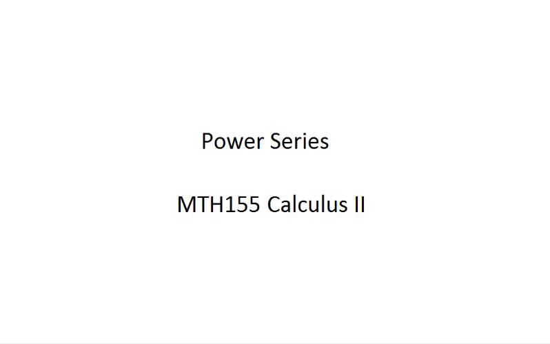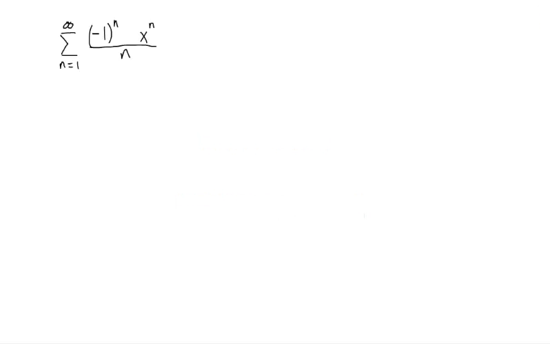In this power series video, we're going to take a look at how to find the radius and the interval of convergence. So we have the series from n is equal to 1 to infinity of negative 1 to the n, x to the n, all divided by n. So for this, we want to first do the ratio test.